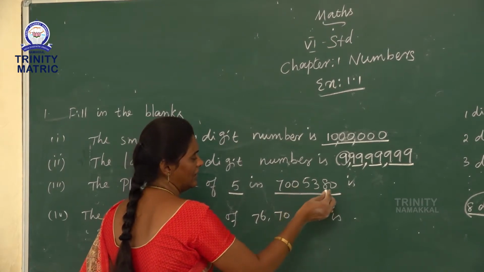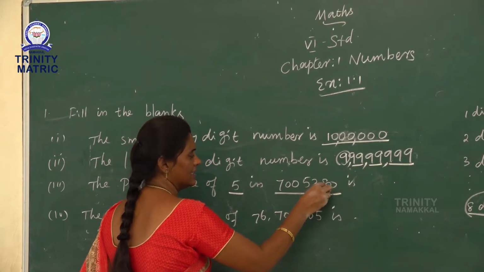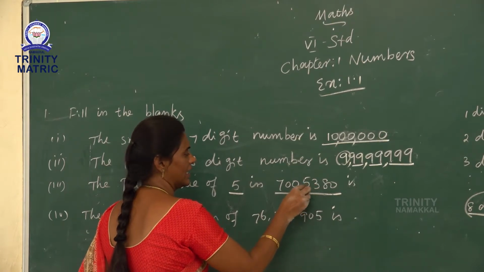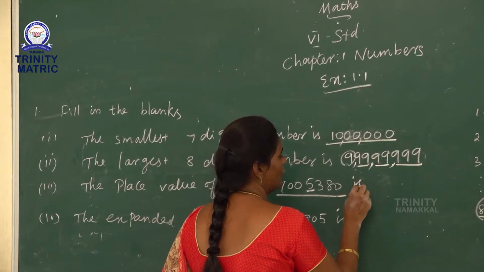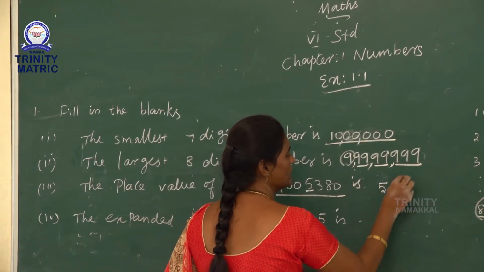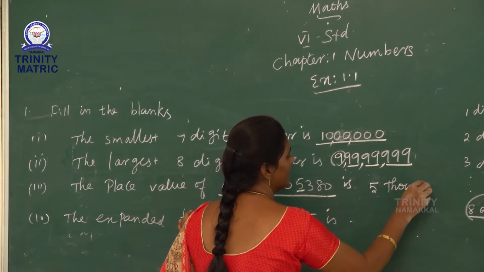Then, the place value of 5 in this number. See, here, ones, tens, 100, 1000. In that 1000 place, we have 5. So, what is the place value of 5? It is 1000. That is 5,000.